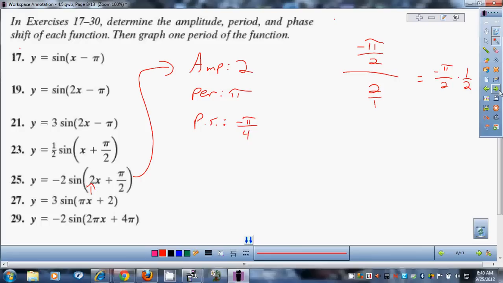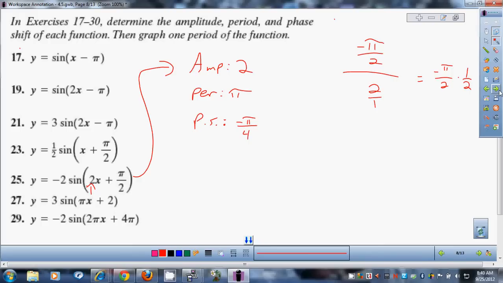Now, I know you're thinking, wait. It's horizontal. Doesn't that mean if it's negative, it goes right? We've already taken that into account by making this negative. So this is exactly what it looks like. We're going to take our function and shift it left pi over 4.